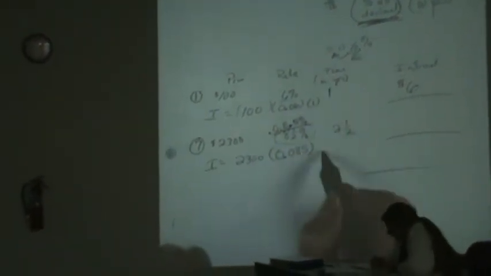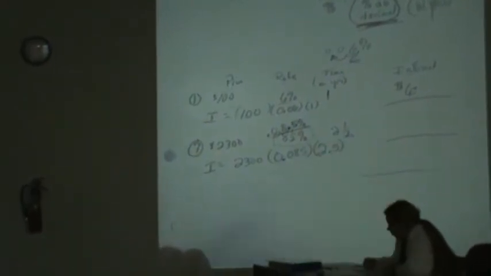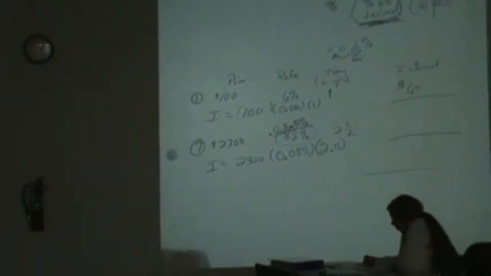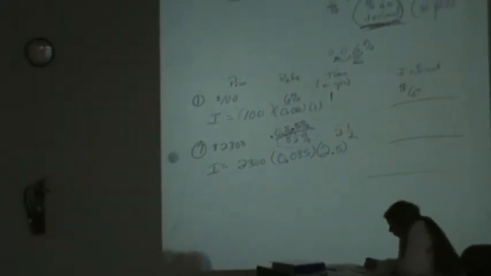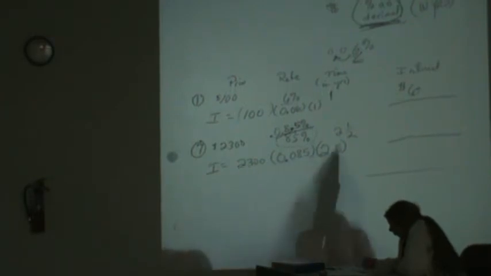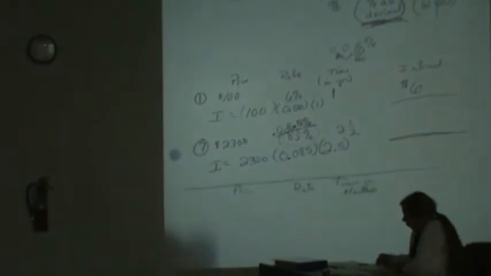This is 2.5 in years, so we might as well put 0.5 so we can put it into a calculator. And you will be allowed to use a calculator on this, okay? Too much multiplying. So multiply these 3 numbers and that'll give it to you right there.